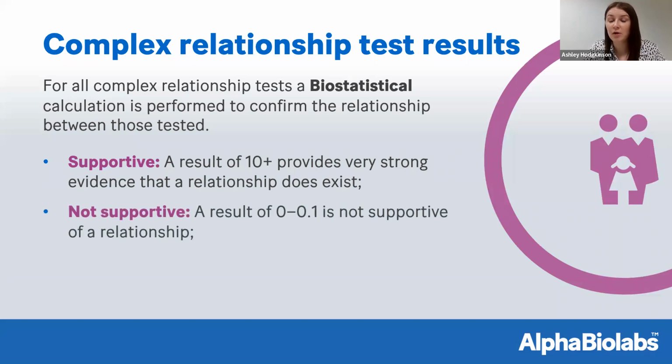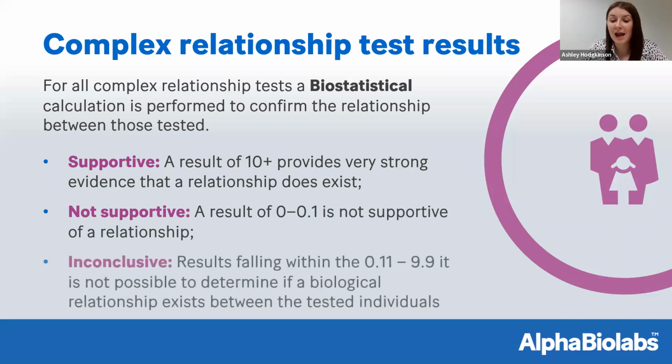Anything between 0 and 0.1, we don't report any lower than 0, would not be supportive of the relationship, so they don't share enough DNA to be related. And then anything between those two figures would be classed as inconclusive. So anything between 0.11 and 9.9 would be an inconclusive result. And that's how the reporting will look, with the same layout as the paternity test reports.